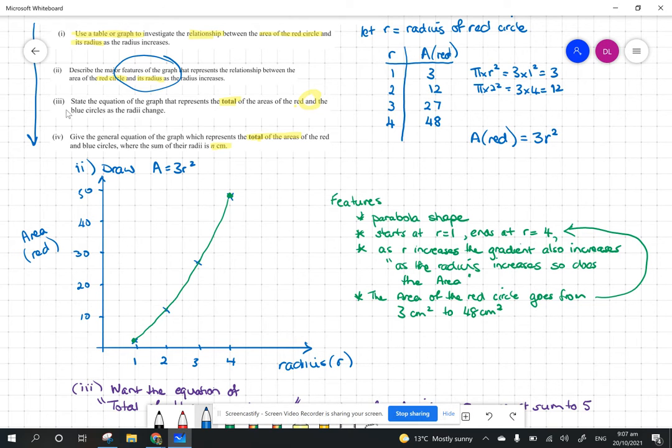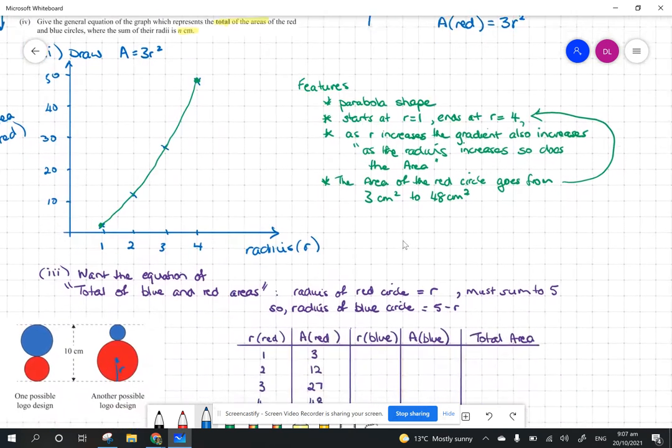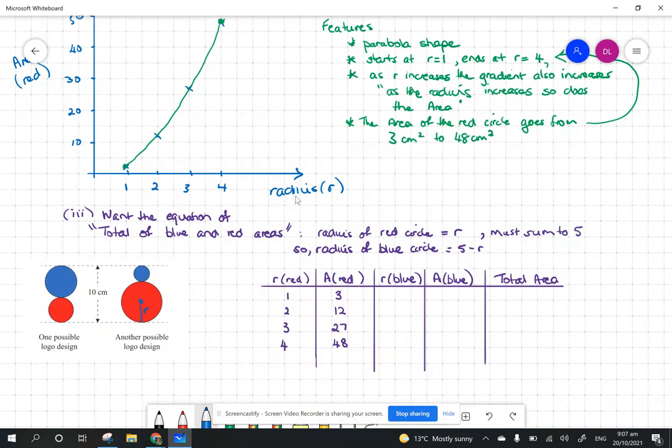Right, moving on, we're going to do question part 3. State the equation of the graph that represents the total areas of the red and the blue circles as the radius changes, which means that you're going to have to make another table. So what you want is the equation of the total of the blue and red areas. To do that, you're going to have to enlarge your table. So there's the table that I had to start with, and I've made it bigger. So we need to do the radius of the blue, the area of the blue, and then work out the area of both.